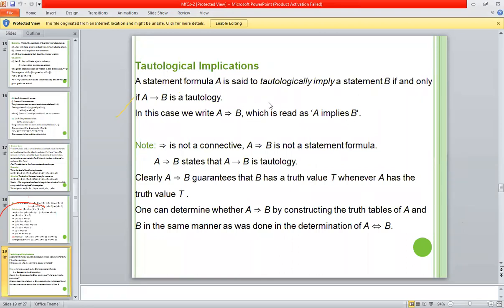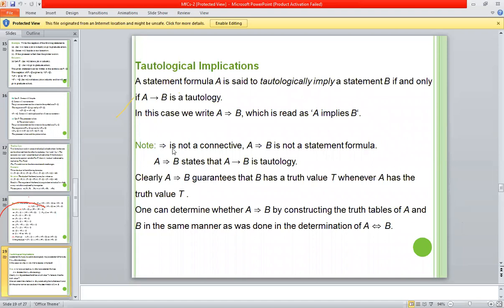So when we say that a given formula is tautologically implied, a statement formula A is said to tautologically imply a statement B if and only if A implication B is a tautology. Tautology means if A has truth value true, then B also has truth value true. Then we say that A implication B is a tautology.